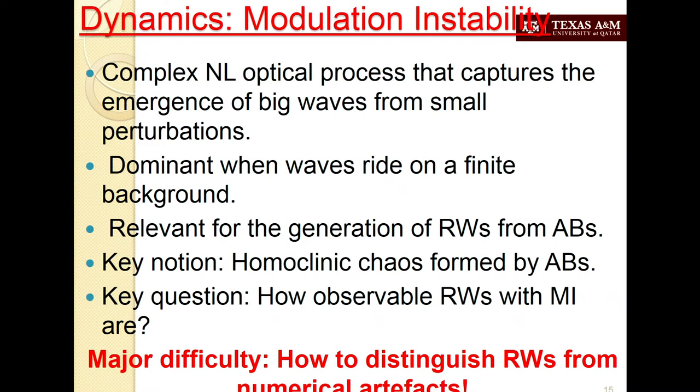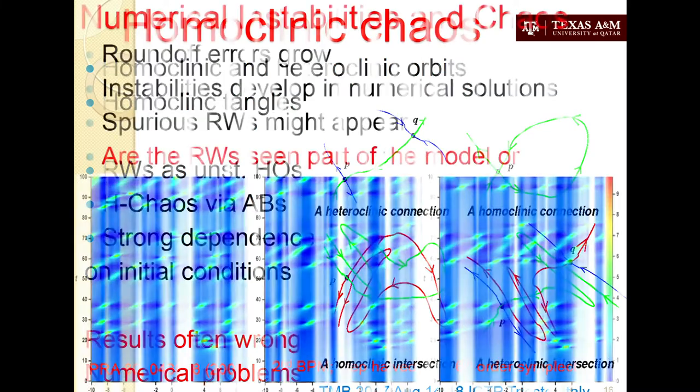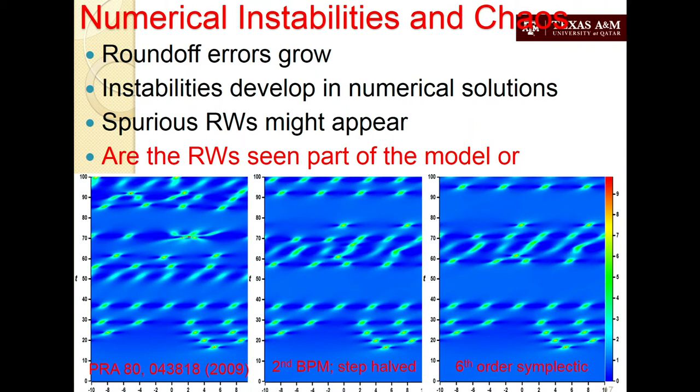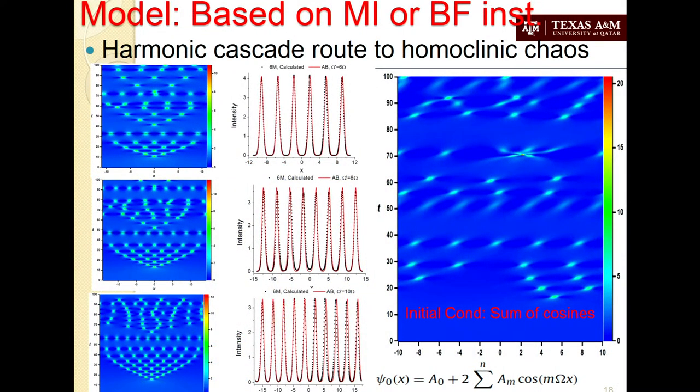Now, the major difficulty is how to distinguish rogue waves from numerical artifacts. And the solution is the homoclinic chaos, which appears there. But numerical results are very often wrong. Here is one example which is published, which contains a higher order rogue wave. But if you take exactly the same model and solution, the rogue wave, and just halve the step, then this higher order rogue wave disappears. So the published results are very often wrong. And so this is what we discovered: the harmonic cascade route to homoclinic chaos.